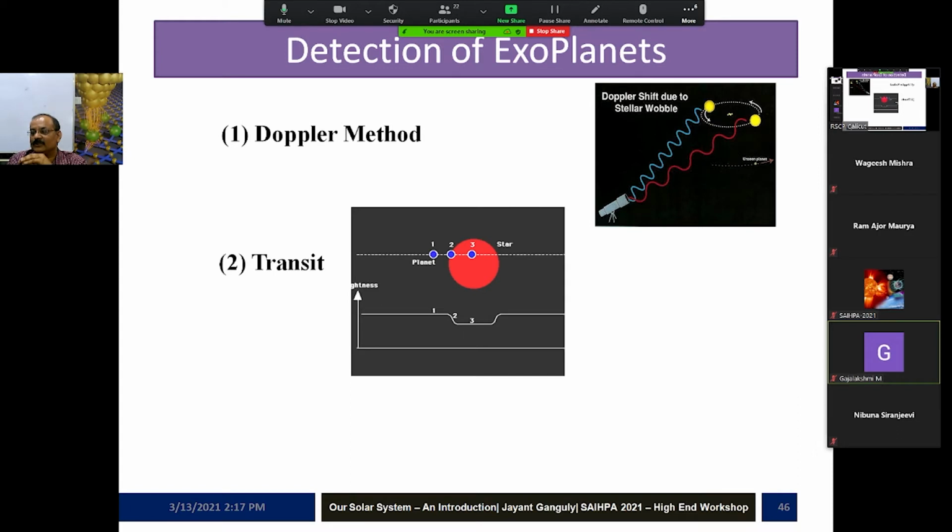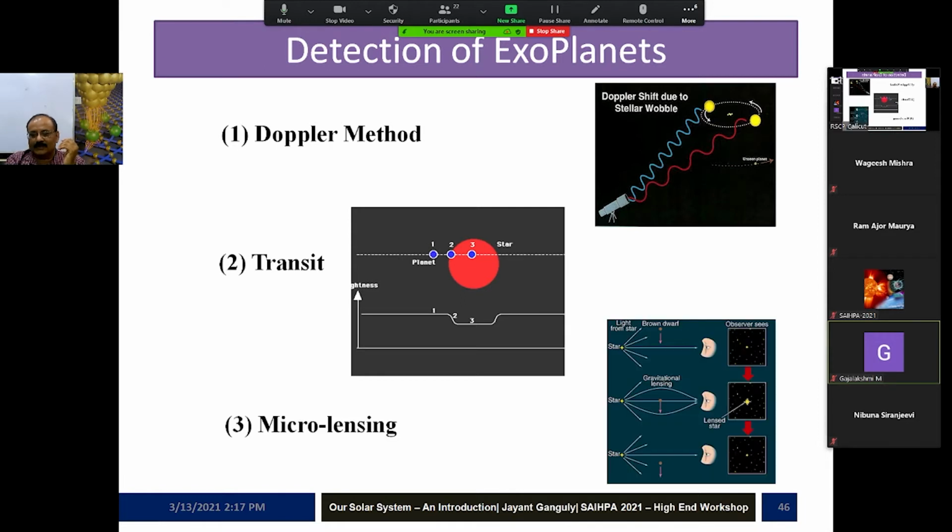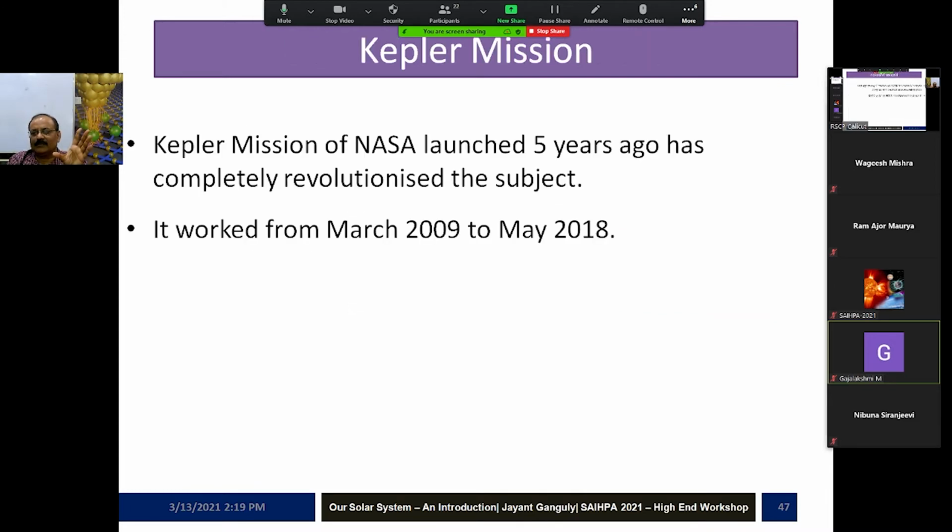Another method used is the transit method. If there is a star and an object moves in front of it, part of the brightness of the star drops, and the amount of the drop and its duration are taken into account, and ultimately the size of the object can be calculated. So this is called the transit method. And then there are other methods like microlensing. These are the standard methods used.